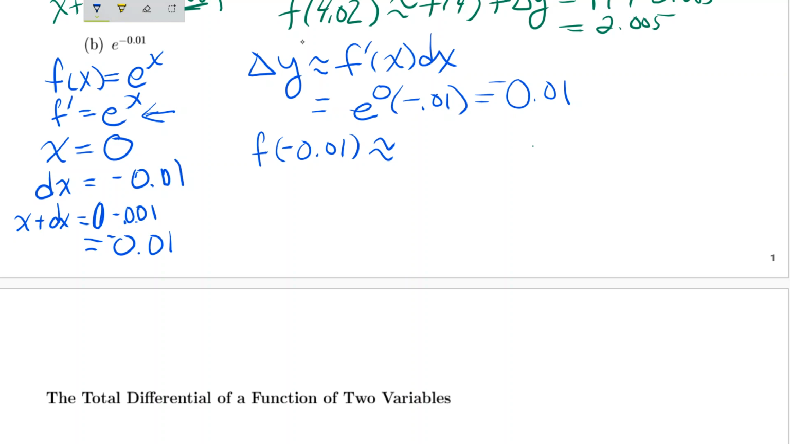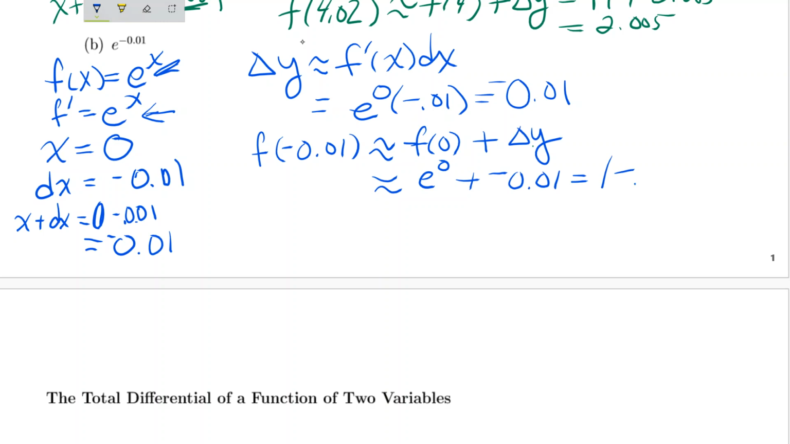So then to figure out what f of negative 0.01 is approximately equal to, well, it's going to be f of 0 plus the delta y value, which will be, well, what's f of 0? Well, anything to the 0 power is 1, so that's e to the 0, because that's what f was back here, plus my delta I just got, negative 0.01. So this is going to be 1 minus 0.01, or as you like it, 0.99.